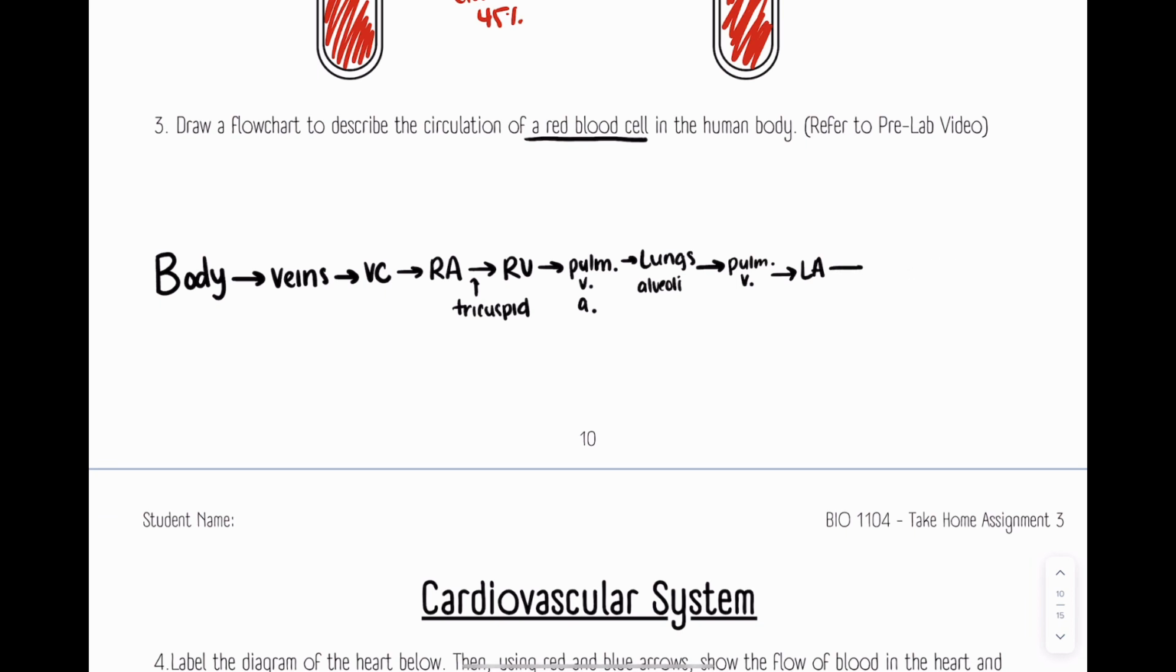From the left atrium, it's going to go to the left ventricle via the mitral valve. I'm going to take away that V for the pulmonary. There we go. From there, from the left ventricle it's going to go to the aorta, which is going to go to the body. And it's going to go through the aortic valve, which is known as a semilunar valve.